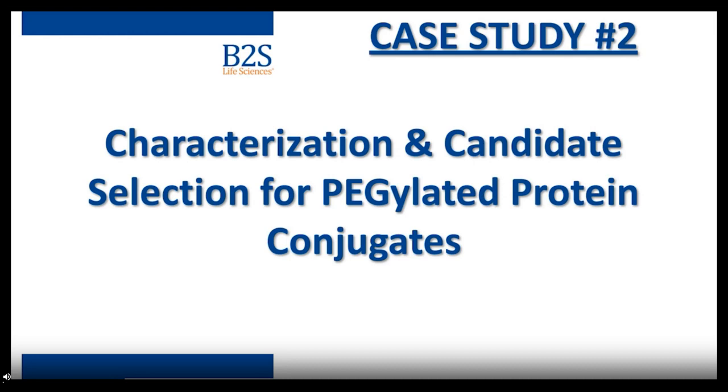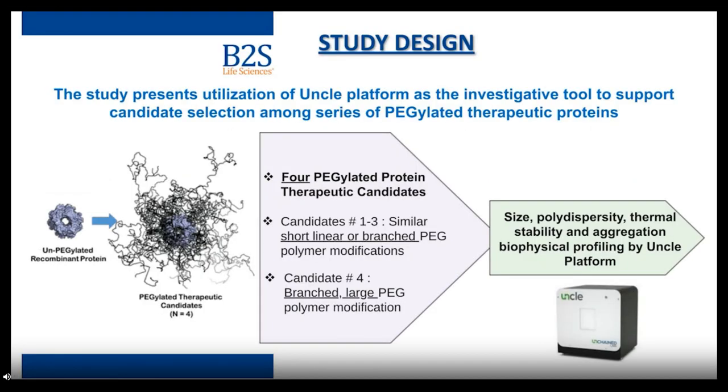So moving on to our second case study, the goal of this study was to characterize and select, or support candidate selection, for a series of pegylated protein conjugates. And essentially, the idea was that we were supplied with a series of pegylated enzymes for which advanced characterization was required.